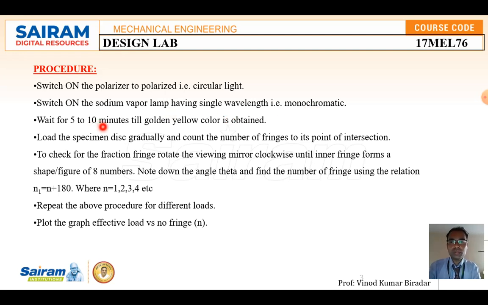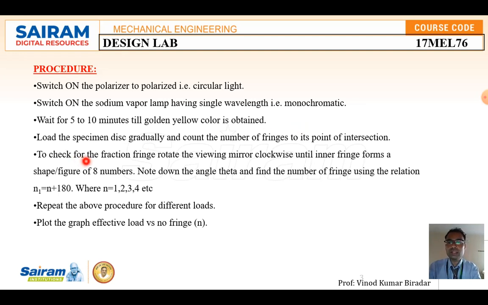Wait 5 to 10 minutes until you get the golden yellow color light. After switching on the sodium vapor lamp, just wait for 5 to 10 minutes. Then load the specimen disc gradually and count the number of fringes. Now keep the photoelastic specimen on the circular polariscope setup, then apply the load, 1 kg, 2 kg. At 2 kg, note down the number of fringes you get.